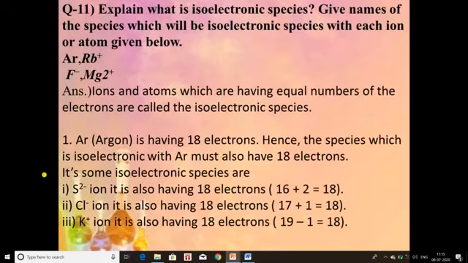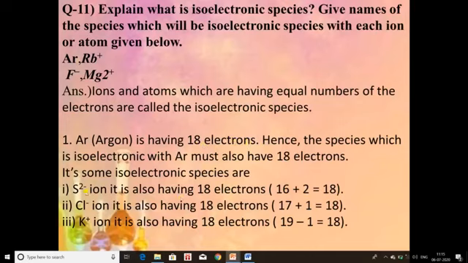Next is, explain what is isoelectronic species. Give names of the species which will be isoelectronic with each ion or atom given below. So here there is argon. Isoelectronic species are those species which have an equal number of electrons. So here the atomic number of argon is 18 and 18 electrons are present.